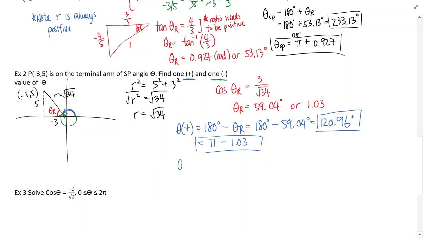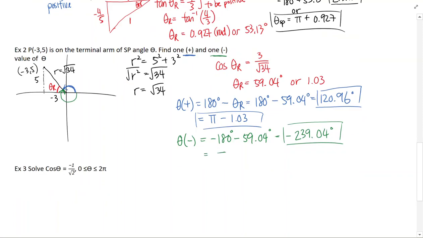Next, we have our negative angle. In this case it will be negative 180 minus 59.04. Make sure you put the little circles to represent degrees, equals negative 239.04 degrees. That's one. And again, if you want to write in radians, it'll be pi minus, or negative pi minus 1.03. That is a second option. So that's your one positive and one negative angle.